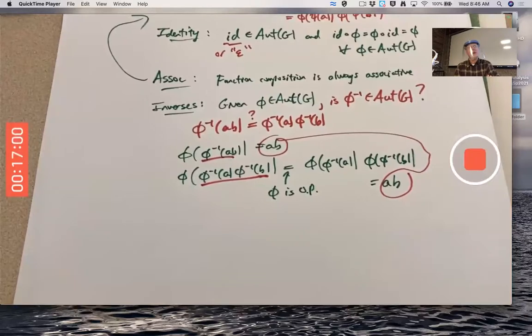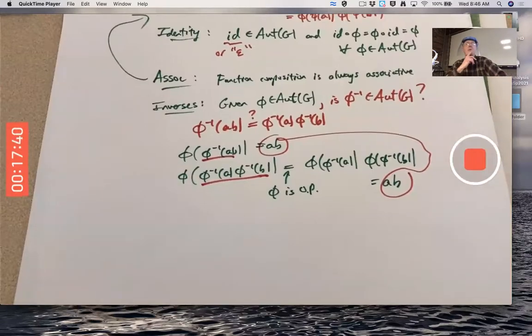Why are we doing this stuff? Why are we considering groups of automorphisms? Well, for one thing, because we can. It's a natural thing to think about. For another thing, it's possible that learning about automorphisms of G could tell us more about G itself. That's the overarching meta theme, that maybe we can understand a group by understanding its group of automorphisms. Maybe.